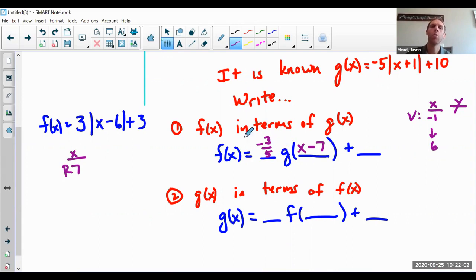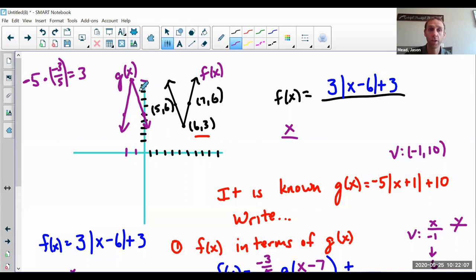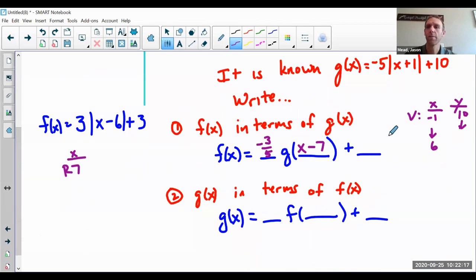So I'm going to take whatever I originally had at g. What was my original vertex for g? My original vertex for g was at 10. I have to multiply that by negative 3/5. So what's 10 times negative 3/5? Well, that's negative 6, right? 10 times negative 3/5 gives me negative 6.